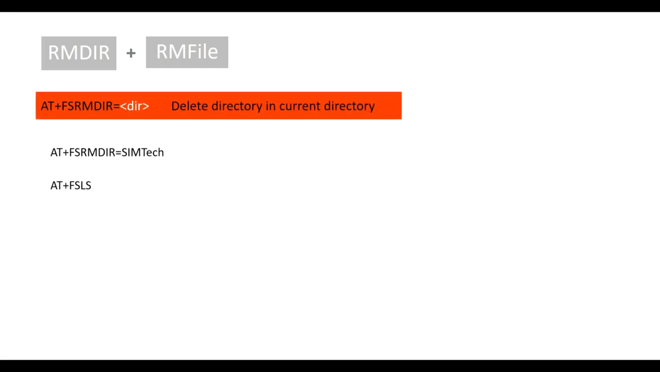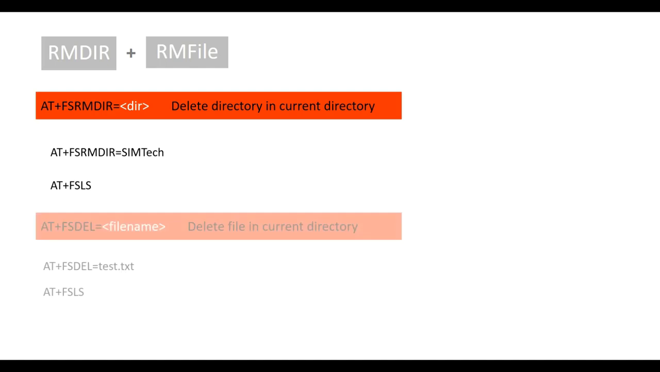The last AT commands are remove directory and remove file. First, let's start with removing the directory. We are going to use FSRMDIR equal to the name of the directory. For example, we are going to remove the SIMTech directory, and after sending this command, the directory has to be removed from the SD card.